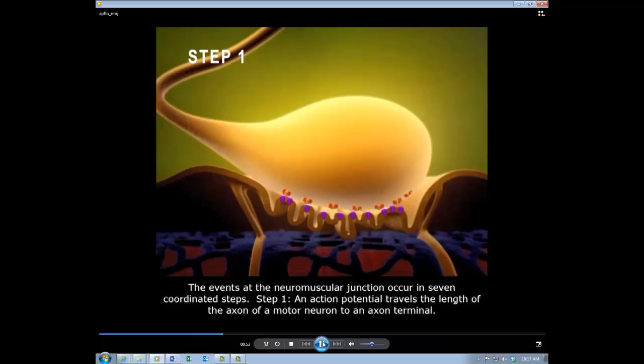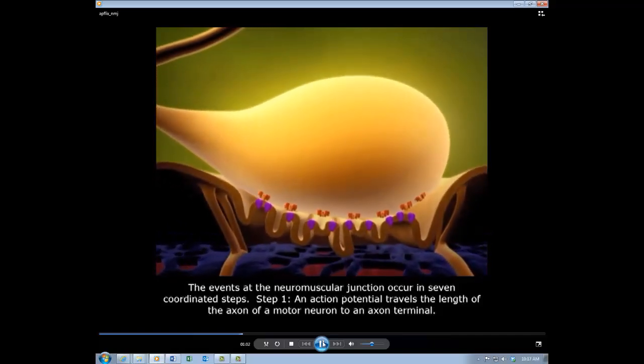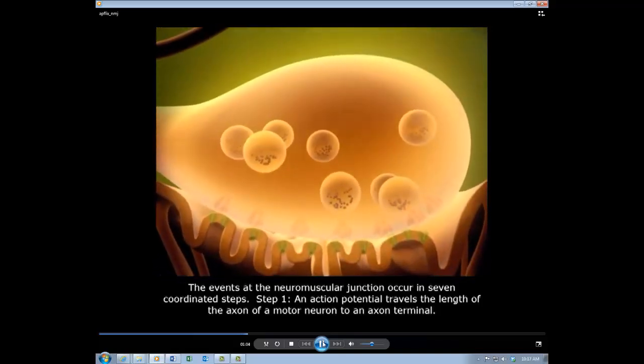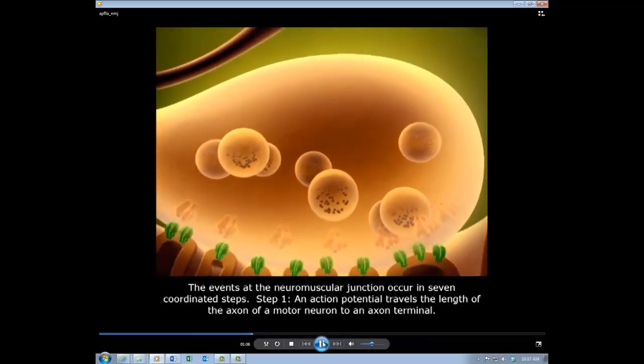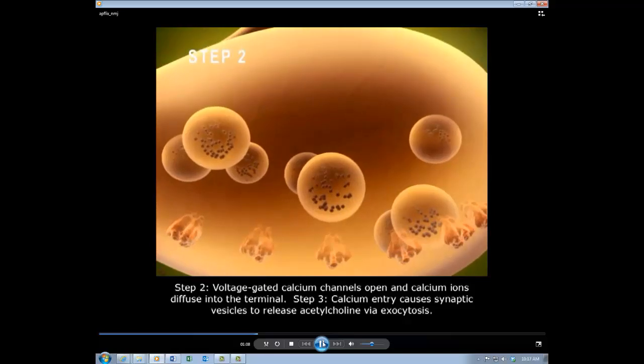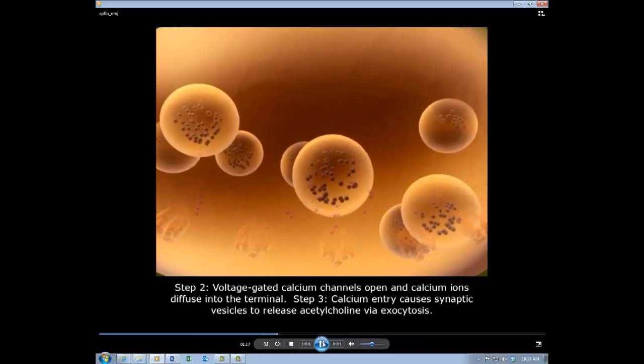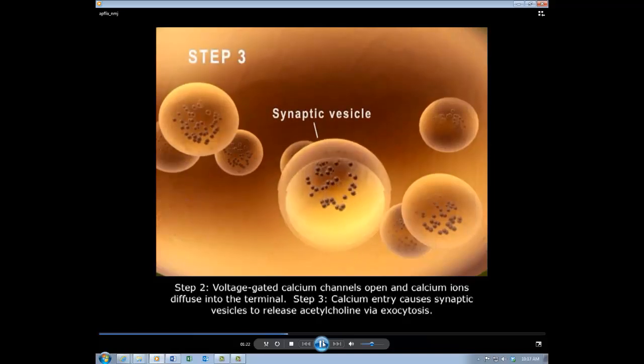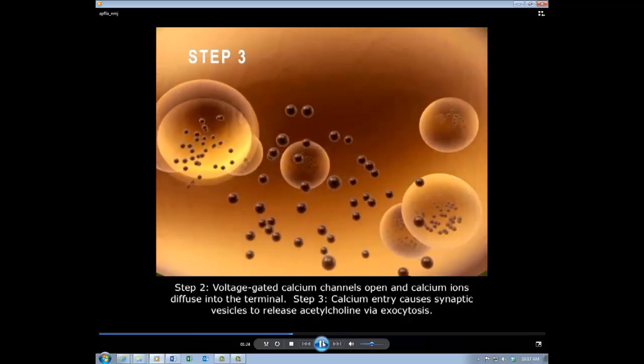Step 1. An action potential travels the length of the axon of a motor neuron to an axon terminal. Step 2. Voltage-gated calcium channels open and calcium ions diffuse into the terminal. Step 3. Calcium entry causes synaptic vesicles to release acetylcholine via exocytosis.